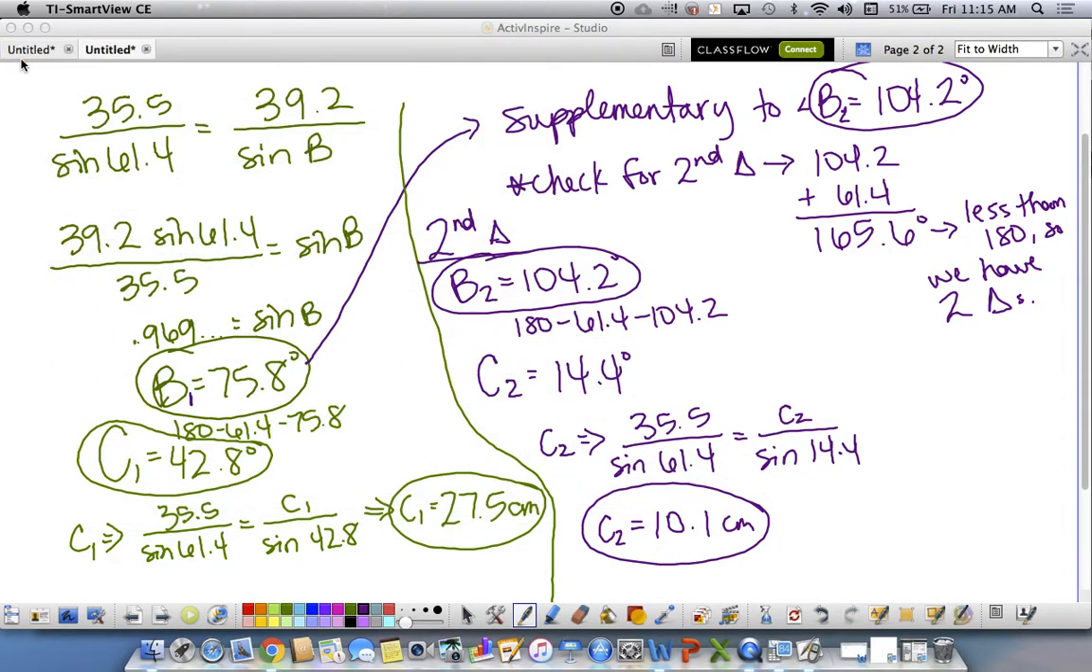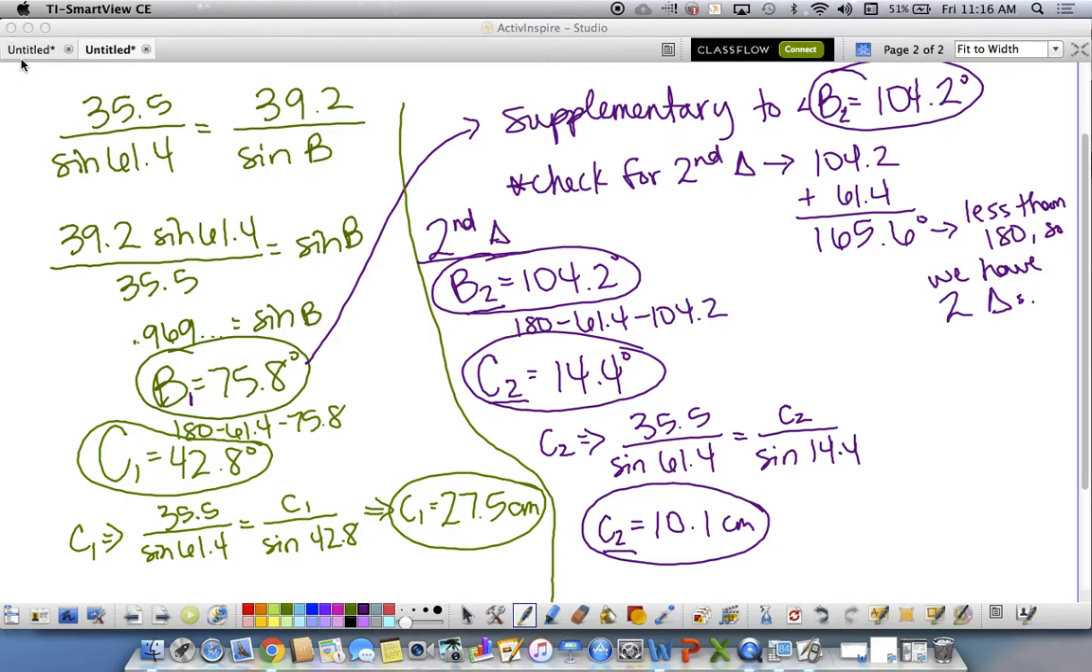Okay, so do we have all of our answers? For triangle 1, we have B1 and C1, so that's our three angles, and we have our other side length. For the second possible triangle, we have B2, C2, and the side C2. We have 6 answers if there are 2 triangles, okay? I hope you were able to follow along with that. We're going to keep going.